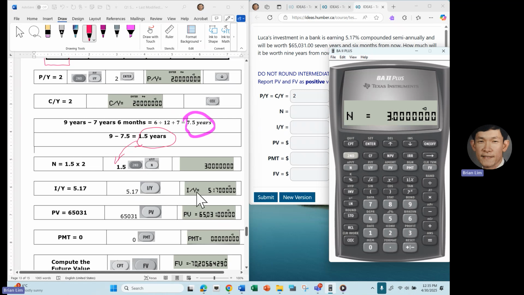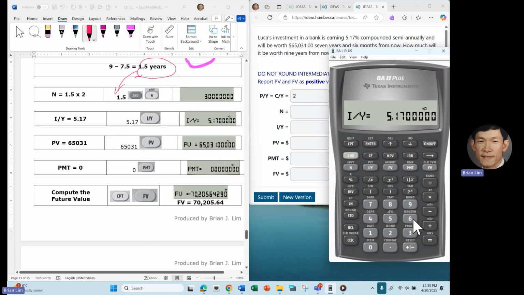5.17 is the interest rate, so we go 5.17. We click on interest rate, or IY, and the present value is 65031. So we go 65031. That's the present value, 0 for the payment. And then we come out of that and we compute the future value. And it is correct, $70,205.64.